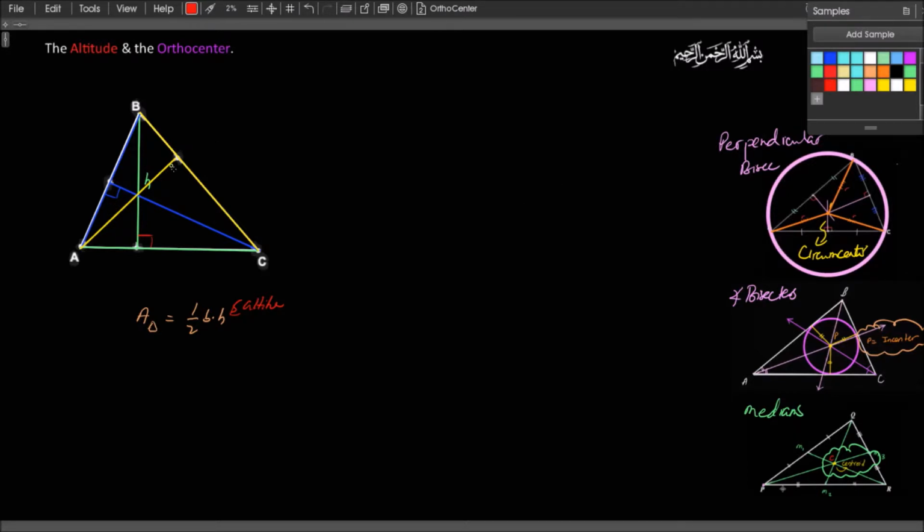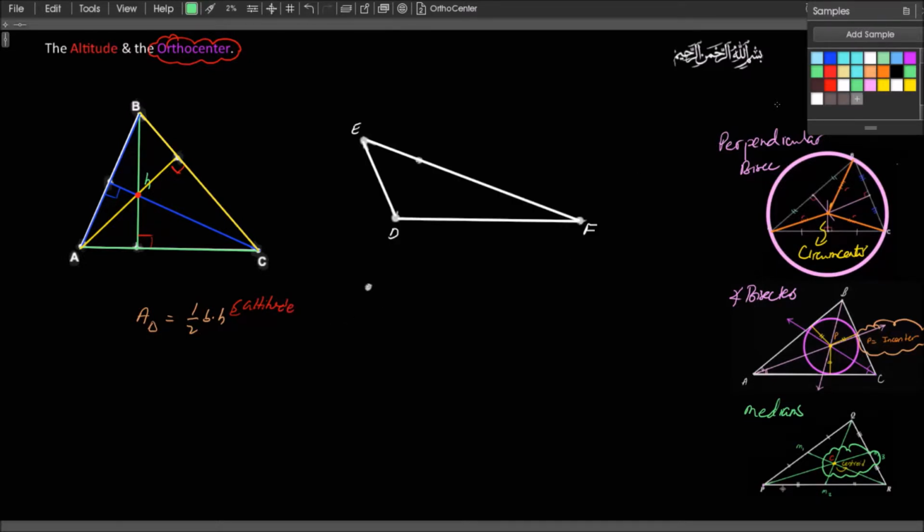Now again, as you can see, as I've drawn these, the three altitudes are concurrent. The point of concurrency of the altitudes, again, is called the orthocenter. So again, you're probably familiar with the altitudes because that's what we use to calculate the areas of triangles.